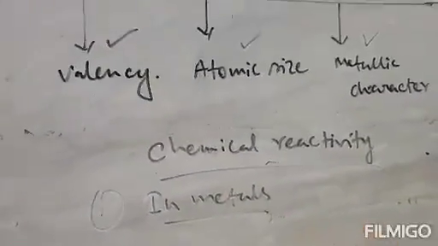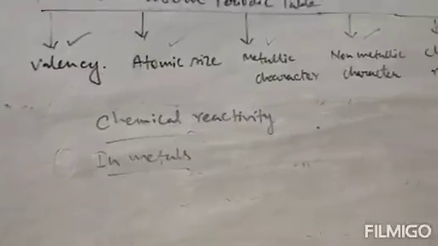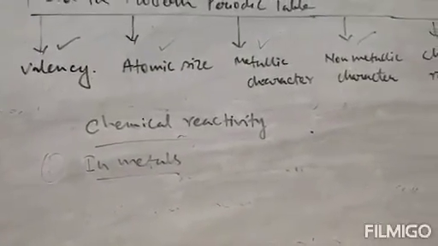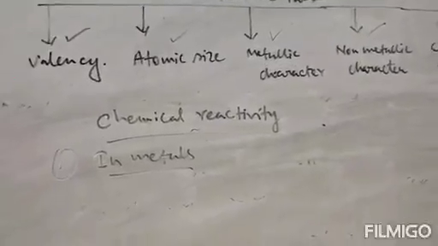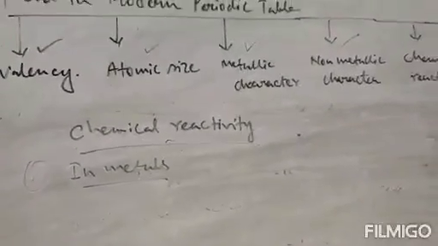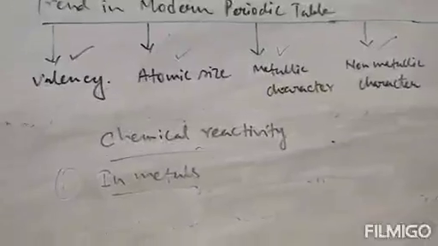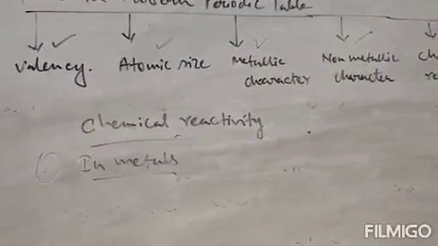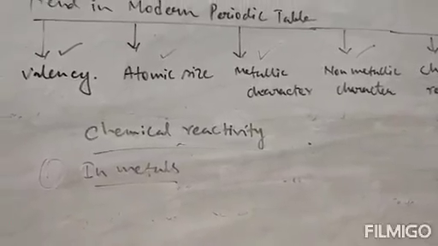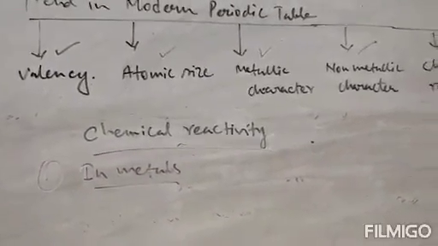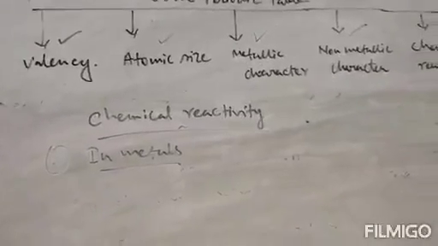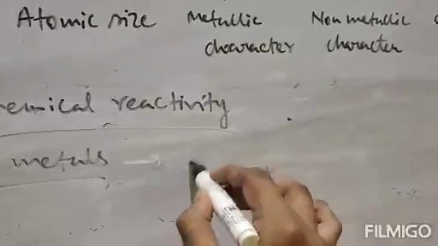In metals, chemical reactivity increases down the group. If you move group wise from top to bottom, chemical reactivity of metals will increase because the tendency to lose electrons increases. Tendency to lose electrons means metallic character, so as it increases, in metals, group wise, chemical reactivity increases.